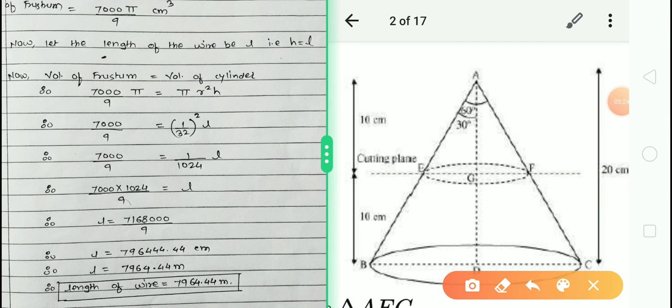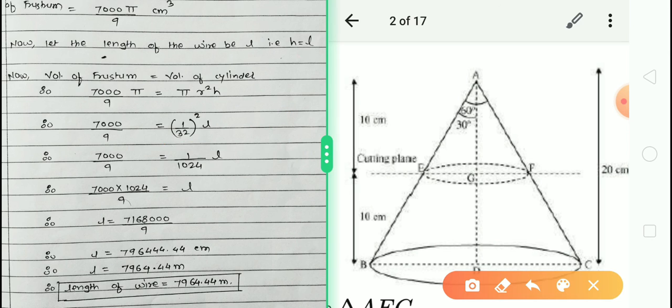Now this frustum is converted into wire. So consider length of wire BL and that is the height of the wire. So H is equal to L. Now volume of frustum is equal to volume of cylinder. Volume of frustum is 7000 upon 9 pi and volume of cylinder is pi r square h. Then in the formula of cylinder put the values. So in the next step we will get 7000 upon 9. This pi will cut, and on the RHS side we'll get value of radius is 1 upon 32. So we'll get 1 upon 32 whole square and h is equal to L. So we'll get 1 upon 32 whole square into L.